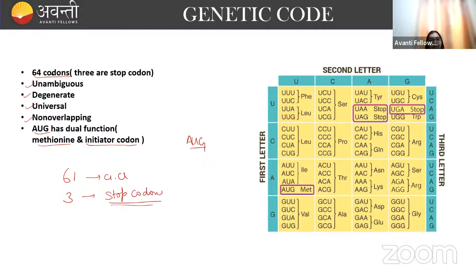The first property of the genetic code is that it is unambiguous. Unambiguous or non-ambiguous means that each codon codes for a specific amino acid.